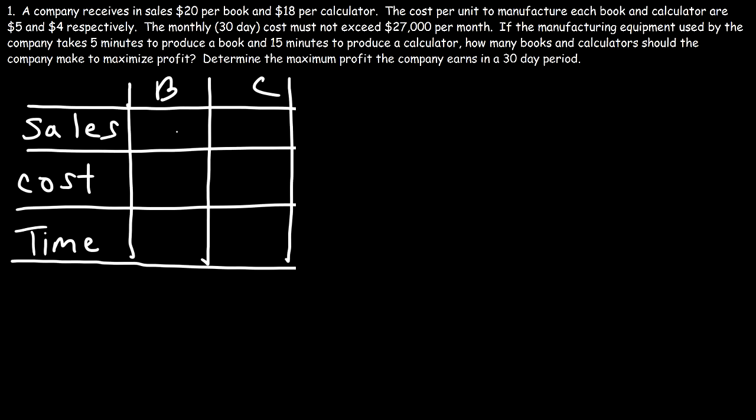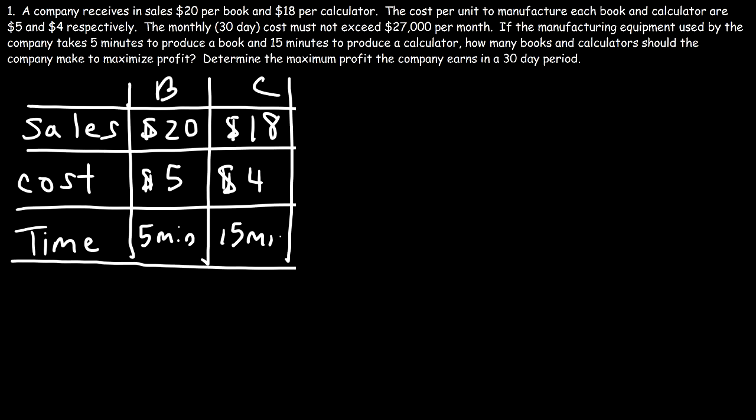So the company receives in sales $20 per book and $18 per calculator. Now the cost to manufacture one book is just on average $5 and $4 to manufacture a single calculator. Now to make a book, it takes 5 minutes on average and 15 minutes to produce a calculator.